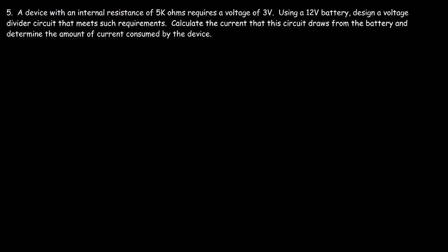Number 5. A device with an internal resistance of 5 kilo ohms requires a voltage of 3 volts. Using a 12-volt battery, design a voltage divider circuit that meets such requirements. And also calculate the current that the circuit draws from the battery and the amount consumed by the device.